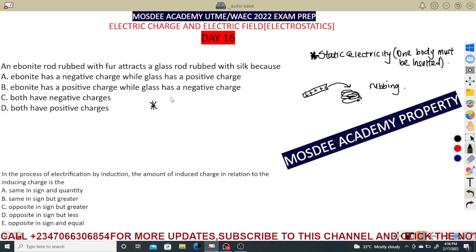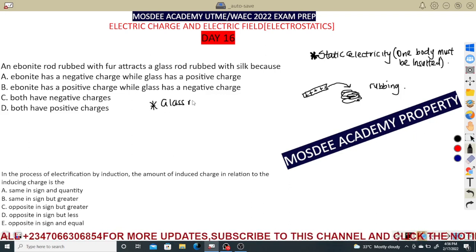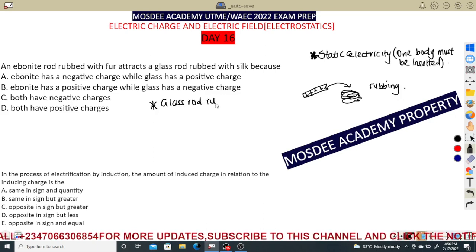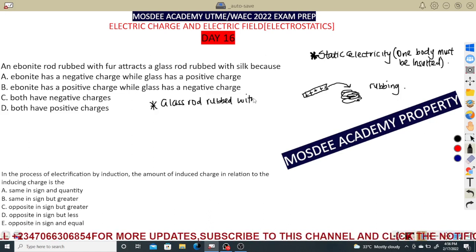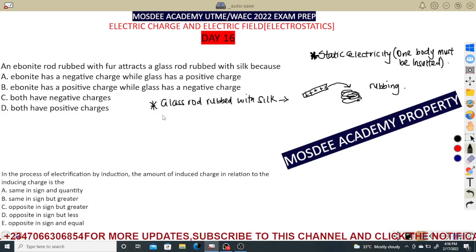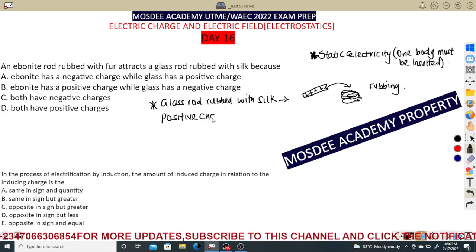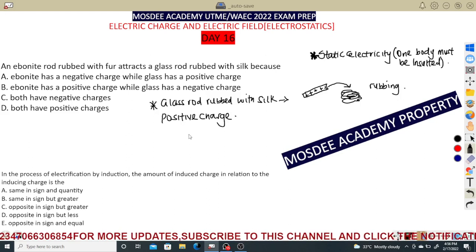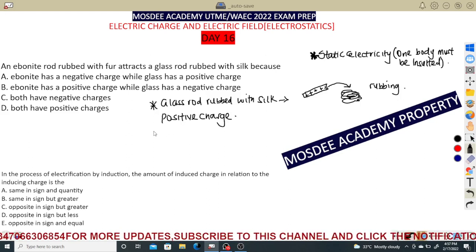When you have a glass rod rubbed with silk, the charge produced is called a positive charge. That's the first one. So positive charge is produced as a result of rubbing, or the material that is used to rub. I hope I am communicating.